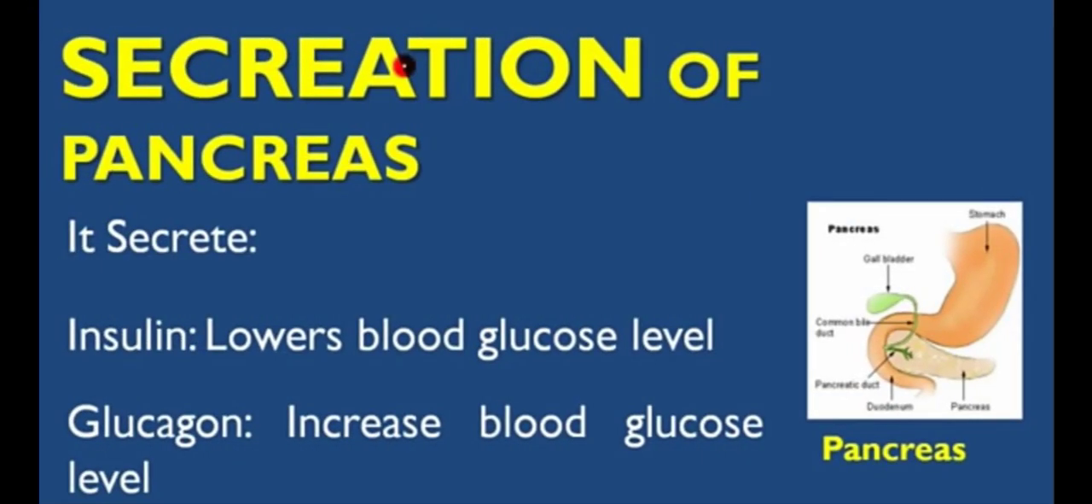Now the secretion of pancreas: it secretes insulin. Insulin lowers the blood glucose level, and another thing, it secretes glucagon, that is, it increases the blood glucose level. Two things are secreted from pancreas: insulin, which lowers the blood glucose level, and glucagon, which increases the blood glucose level.